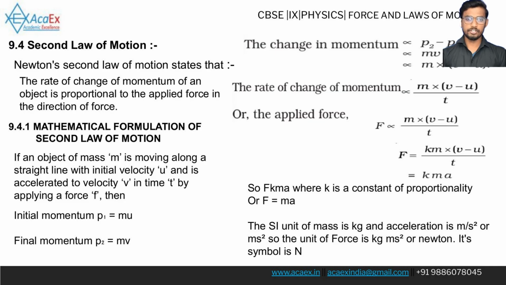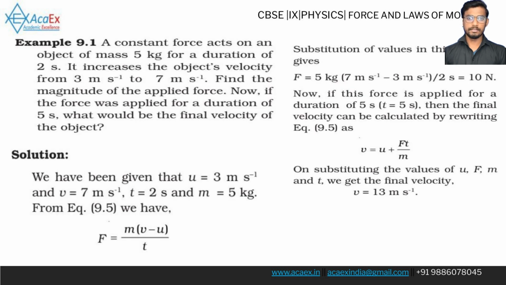Second law of motion. The rate of change of momentum is proportional to the applied force. Mathematical form: initial momentum equals mu. Final momentum equals mv. Change in momentum equals m(v minus u). Rate of change equals m(v minus u) divided by t. Force F equals ma. Unit of force: newton.